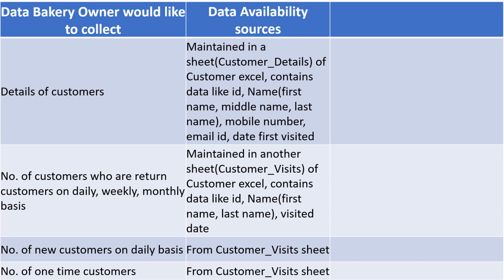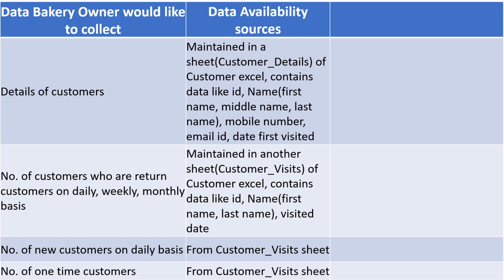Number of new customers on a daily basis, he gets it from the customer visits sheet. Number of one-time customers, he also gets from the customer visits. So what Mohan does is he segregates the requirements into customer-related information, and the second is sales data.